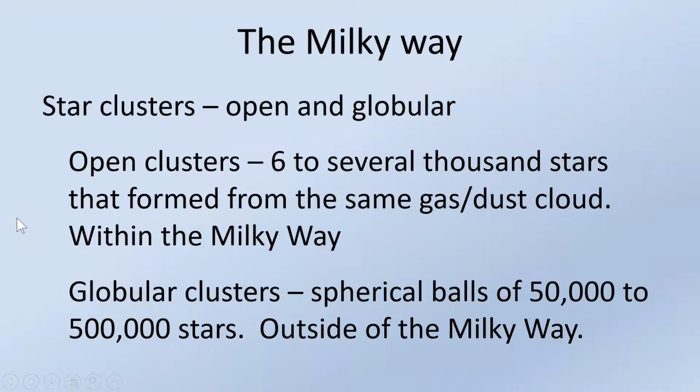Then we have star clusters in the Milky Way. We have open clusters and globular clusters. Open clusters are groups of stars that form from the same gas cloud, and they can be anywhere from 6 to thousands of stars, and they're within the Milky Way. Globular clusters are spherical balls of stars, large numbers, 50,000 to 500,000 stars, and these clusters orbit the Milky Way the same way the planets orbit the sun.